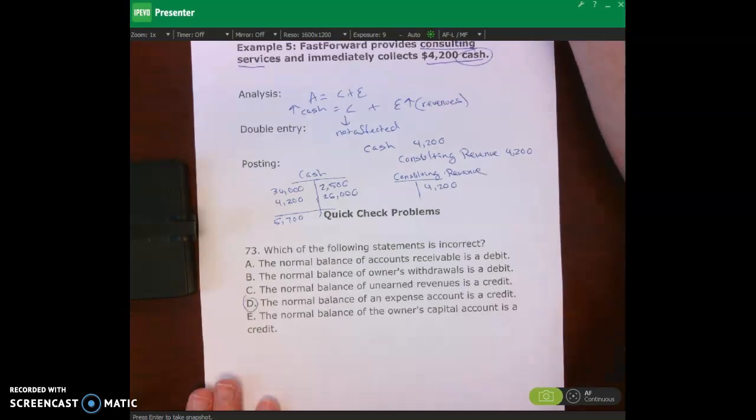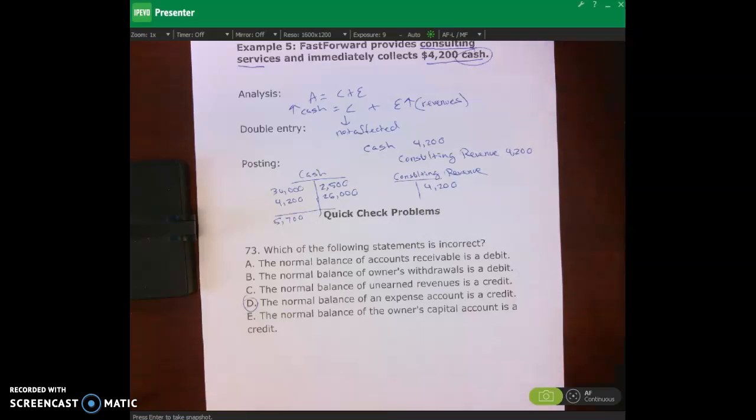Hello and welcome back. Let's look at the first one. Which of the following statements is incorrect? The normal balance for accounts receivable is a debit. That's true. That is correct. Why is that correct? Because accounts receivable is an asset, and the normal balance for an asset is a debit. The normal balance for owner's withdrawals is a debit. That is also correct. Why?